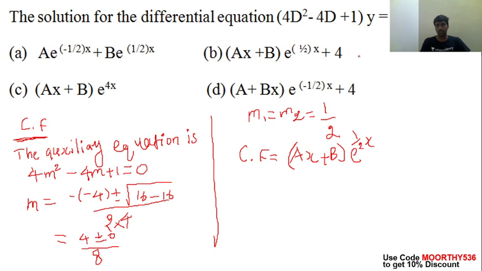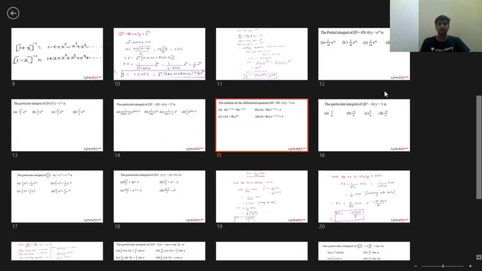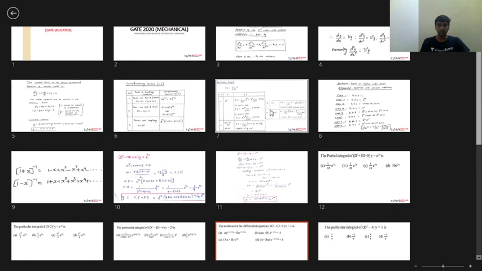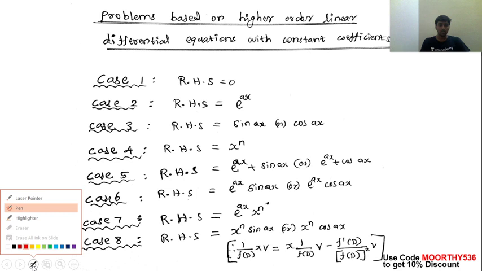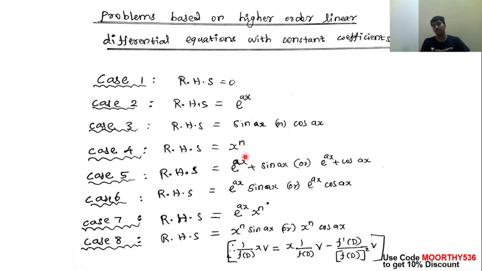Then we need to identify the particular integral. For the constant value, we are discussing the cases. There are different cases for the RHS: 0, e^(ax), sin ax, and x^n. But in the given question, the RHS is the constant value 4. So we do not have any constant in the RHS format among the 8 cases. So we have to convert the constant into the e^(ax) format by writing it as e^(0x).